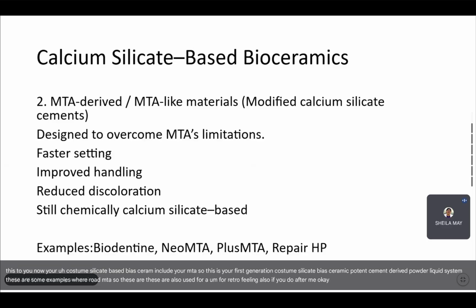Then you have your MTA-like or MTA-derived, or modified calcium silicate cements. They're faster setting, because before, some of the MTA would set after 4 hours or more. These new MTA-like or derived materials are faster setting. They have improved handling and reduced discoloration. These include Biodentine, which I've used before, New MTA Plus, and MTA Repair HP.